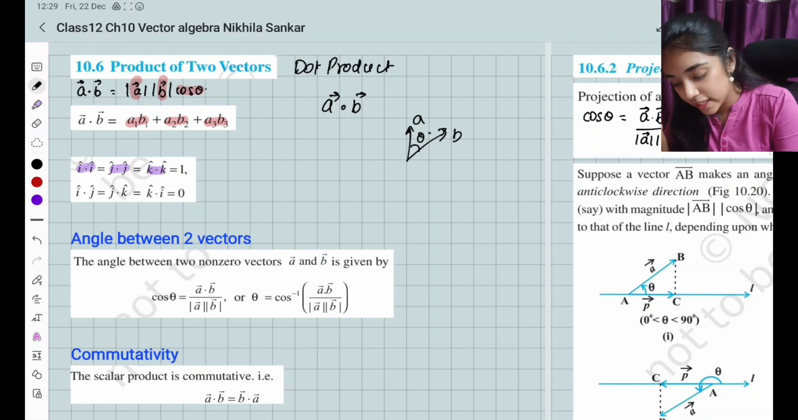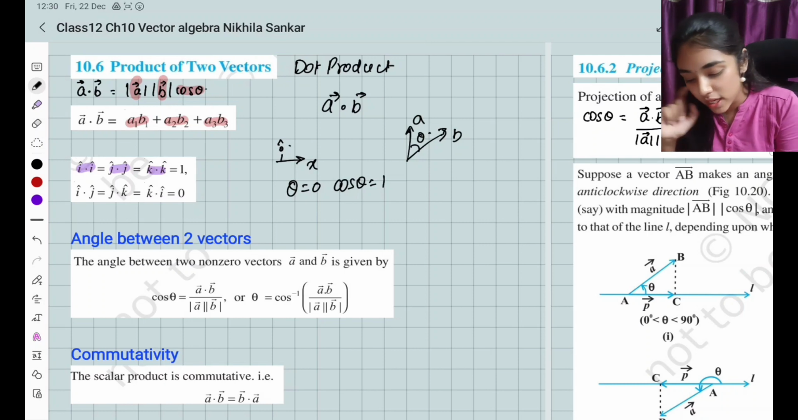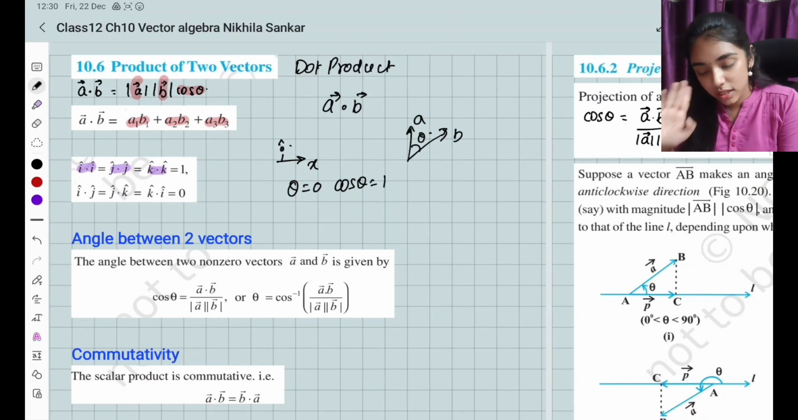Correct? I dot I na என்ன அர்த்தம்? I dot I na, we are talking about the x-axis. I dot I is going to be in the same axis, which means theta is going to be 0. So cos theta equals 1. Cos 0 is going to be 1. So I dot I, J dot J, K dot K is going to be 1.